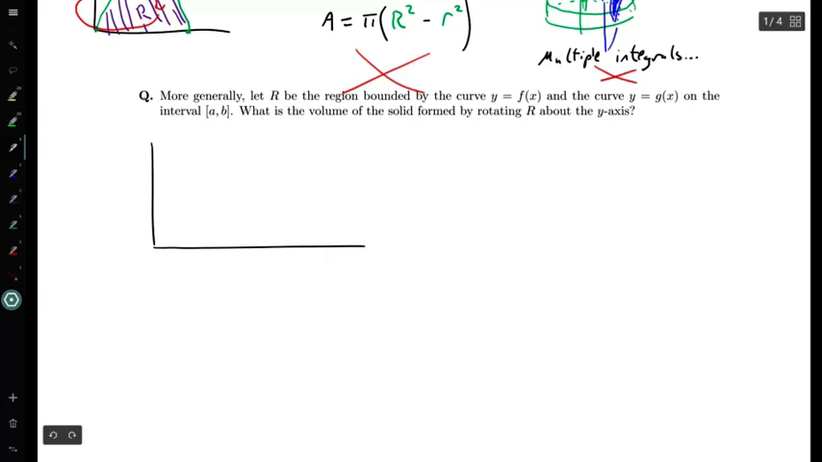So we have our region here. Let's suppose that f of x and g of x are above the x-axis. It doesn't matter. This will work just as well if they're below, but the picture is a little easier to draw here. So maybe here's f of x, and here's g of x. And if we have an a and a b, then we want to talk about the region R that's kind of trapped between these functions here on the interval a to b.